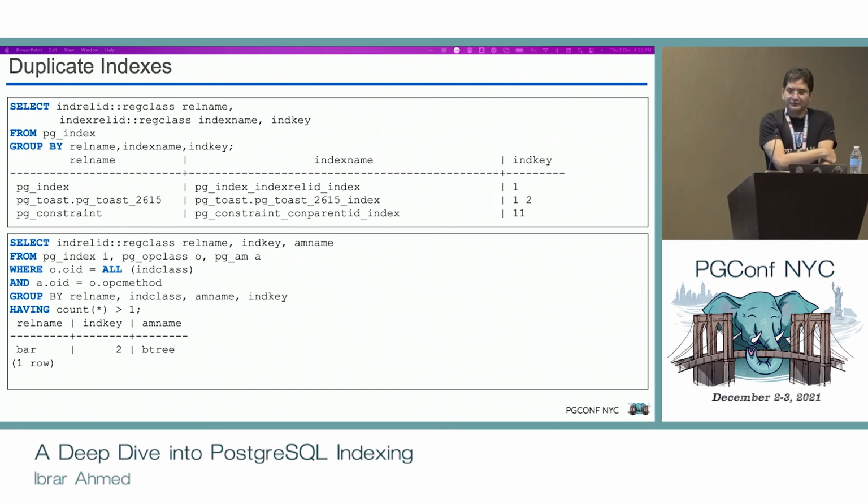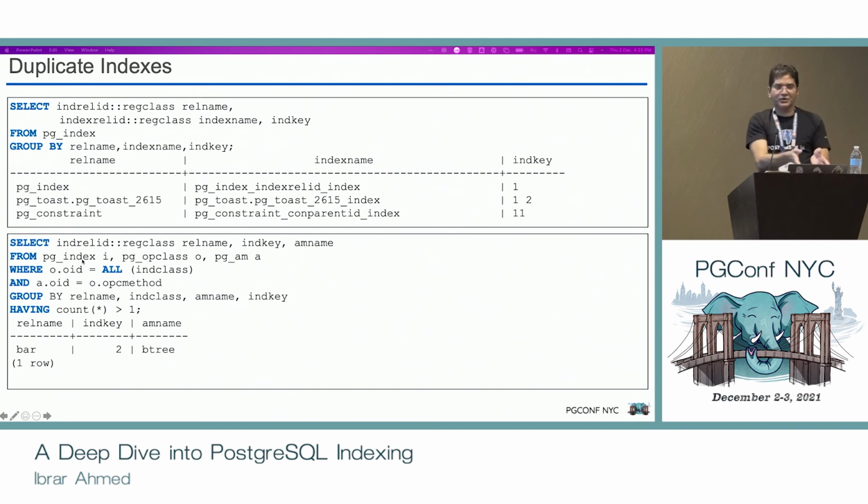So here is the query, where you can see the index key and the AM name, which is the access method name actually, the B-tree. So with the rel name, you can find a duplicate index. I'm just selecting some rel name, index class, AM, index key. On the second column, you have a duplicate index.